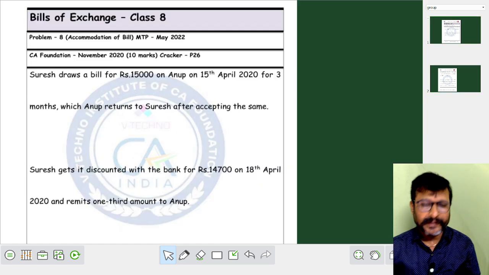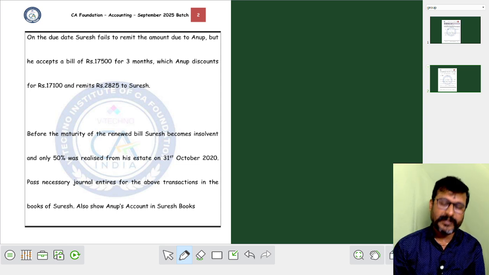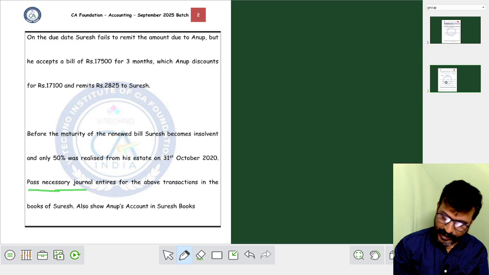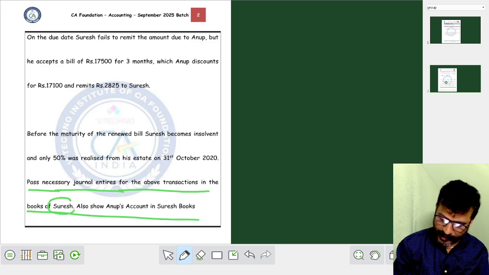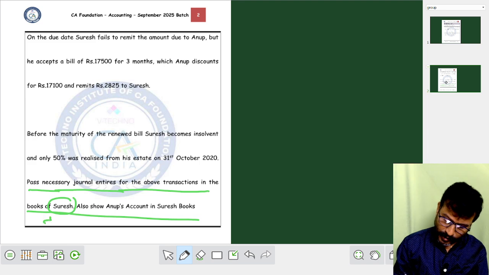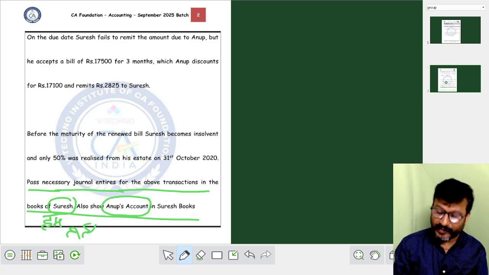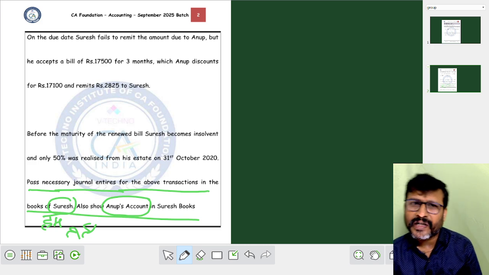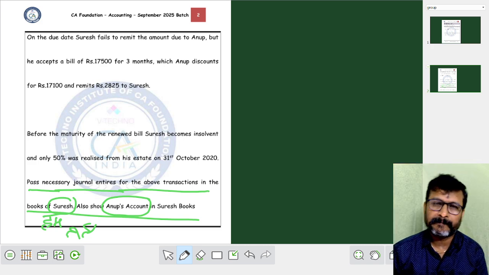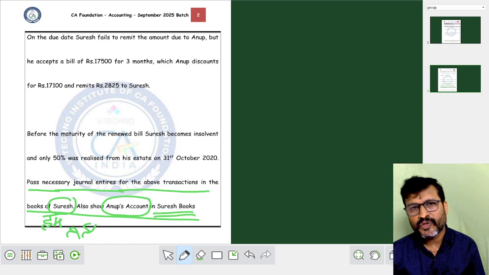First, let me see in whose books we have to record the transactions. Pass necessary journal entries for the above transactions in the books of Suresh. Who is Suresh? Suresh is hum, Suresh is Nanu. Also show Anup's account. We have to prepare a ledger account also, my dear students. Anup's account we have to prepare in the books of whom? Suresh. So who is Suresh?